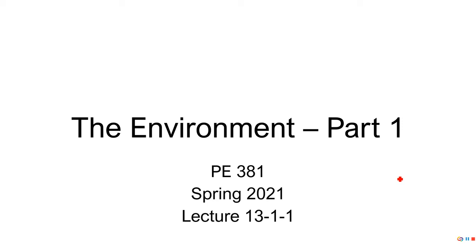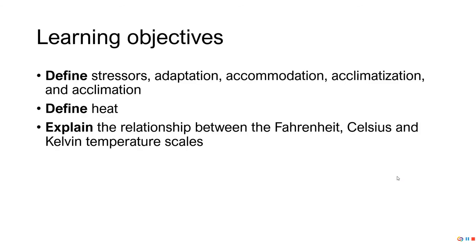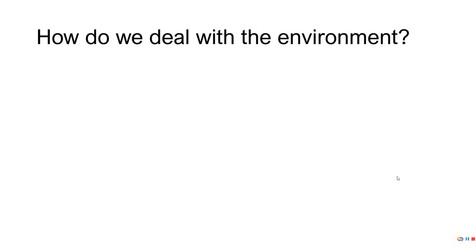So here we go. We're going to take 2 lectures, or 2 videos, to talk about the environment, and then 1 to talk about heat balance. But really, the physiology of what happens when it's hot outside, we'll talk about in the second set of lectures. All right, so here are our 3 objectives for this little mini lecture. So the question is, well, how do we deal with the environment?